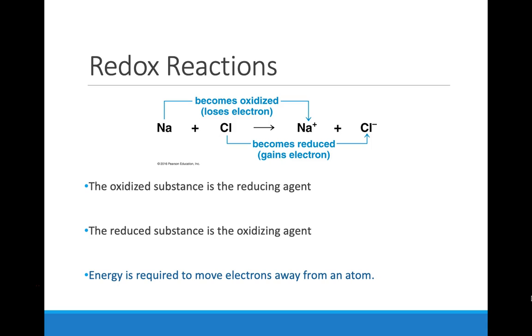In these processes of redox reactions, you always have an energy transfer. And that's because, one, electrons have energy, but two, energy is required to move those electrons. Even though that sodium sort of willingly gives up its electron, you still need some energy to actually get it away.